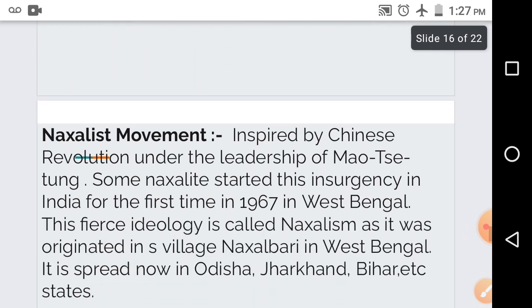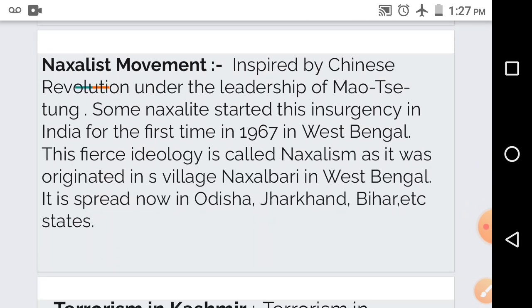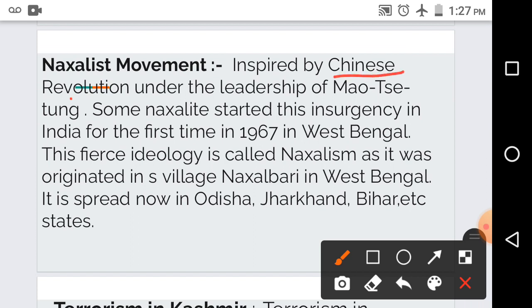Next, we are going to see the Naxalite movement, inspired by the Chinese revolution under the leadership of Mao Zedong. Some Naxalites started this insurgency in India for the first time in 1967 in West Bengal.